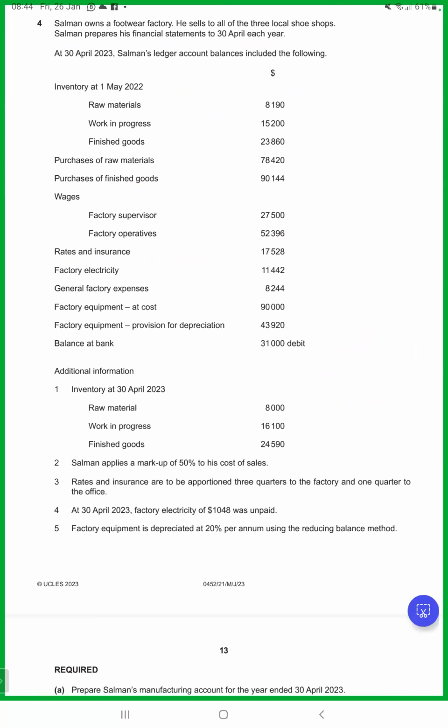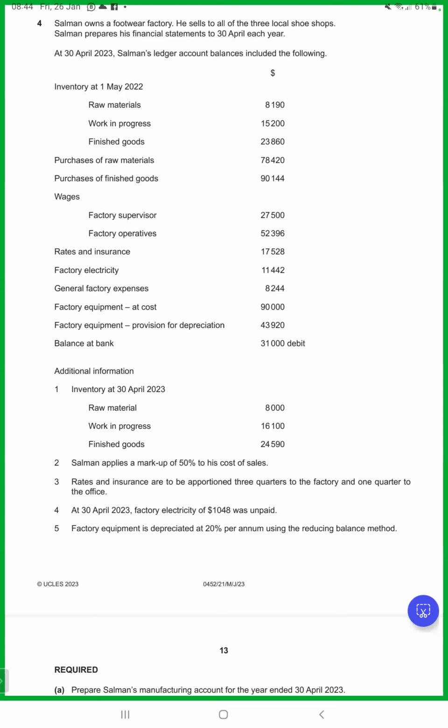What could be the closing inventory of raw material? I'm not sure. Okay, check under additional information. The period you are considering is closing on 30th April. So what could be the inventory at 30th for raw materials? 48,690.